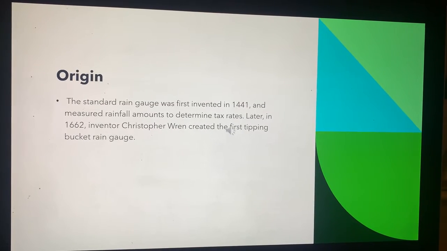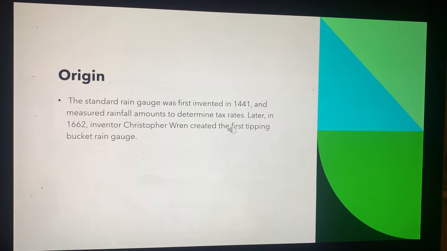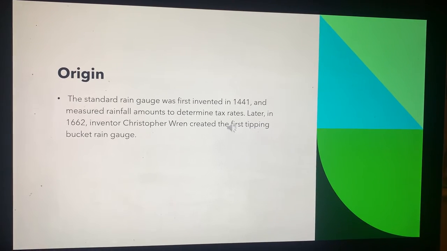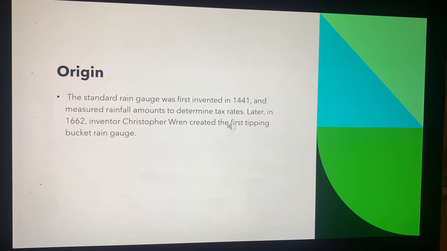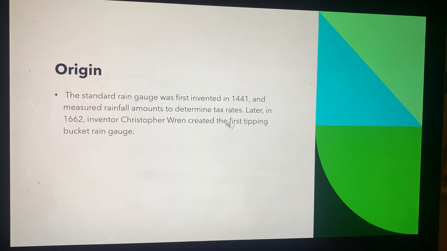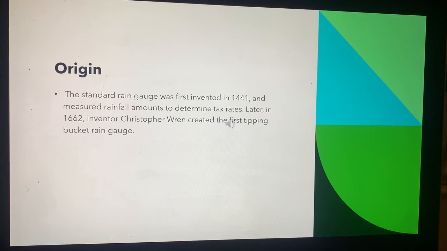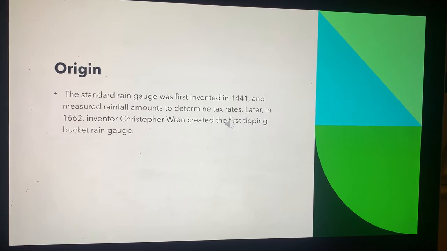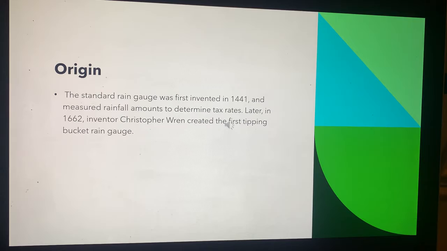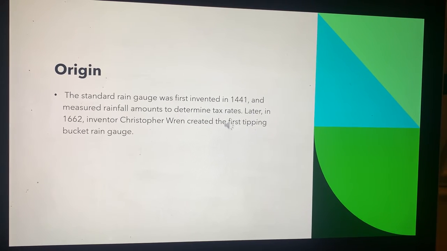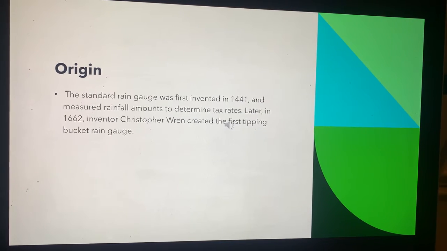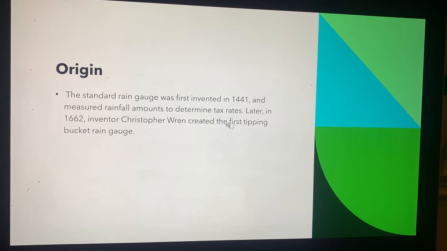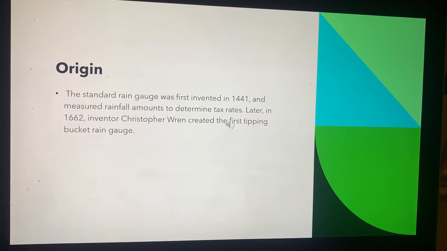The origin of the rain gauge goes way back to ancient Greek times, started back in 400 to 500 BC, so even before Christ. In India, they used it to collect the amount of tax rates that they wanted to use, and then in 1441, the Chugugi was invented during the reign of Sejong the Great of the Joseon dynasty of Korea. And then after that, in 1662, Christopher Wren and Robert Hooke both helped to create the tipping bucket rain gauge.